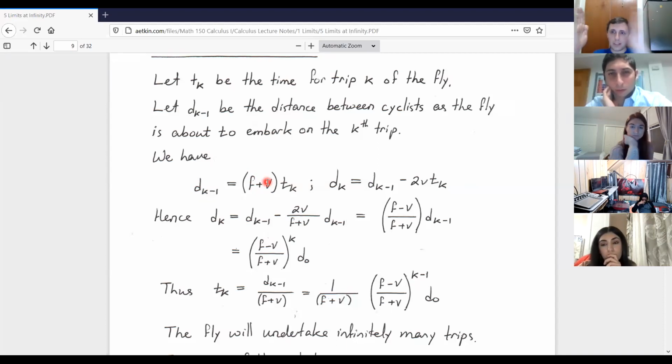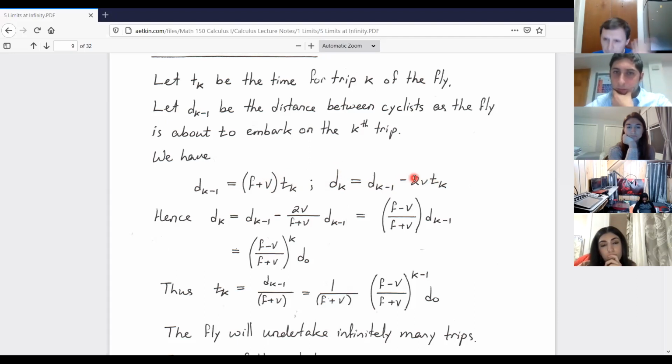I mean, the distance covered by the fly plus the distance covered by the other cyclist will be the total distance that I'm seeing. So I'm seeing this pattern. And then I see another thing: the next distance that will be traveled is the distance that I had before minus the distance removed in this amount of time by both cyclists.